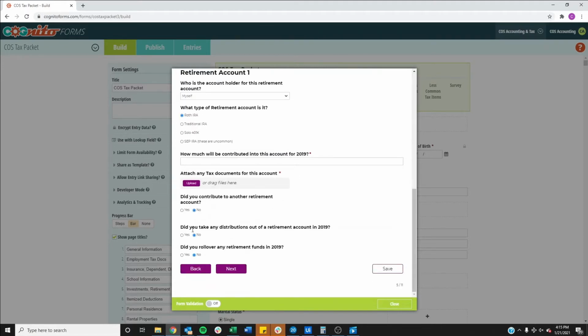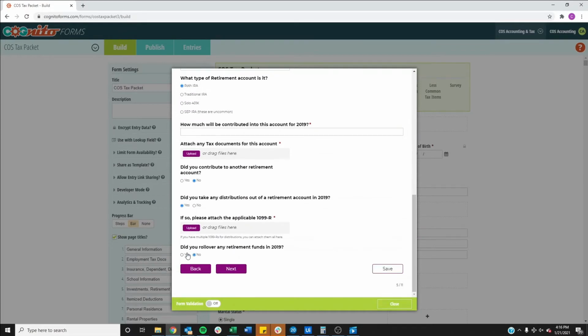And then if you took any distributions out of a retirement account, your retirement account, whether that be with Fidelity or whoever it is, they'll issue you a 1099-R, and this is where you're going to attach that document. And then if you had to roll over any retirement accounts into different types of retirement accounts, where it resulted in a 1099-R, this is where you're going to attach that document as well.